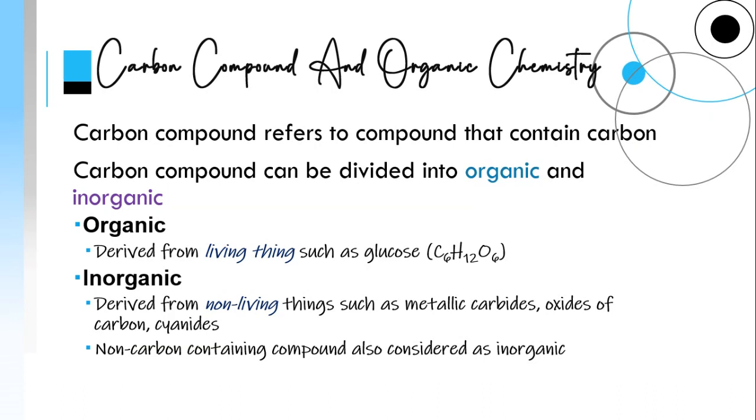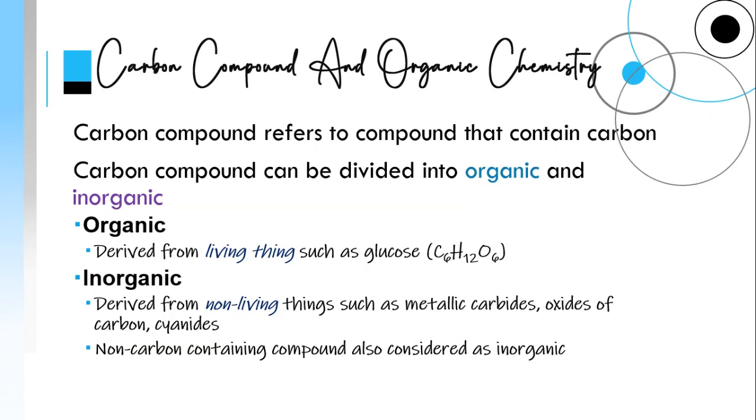And the carbon compounds we can divide into two groups, based on the source, to make it easier. If the compound is derived from living things, we can call it organic. This is, I think, where the word organic in the product comes from. And if the carbon compound is derived from non-living things, it is considered inorganic. If the compound contains metallic carbides, or cyanide, or if the compound is an oxide of carbon, for example carbon dioxide or carbon monoxide, it is considered inorganic.